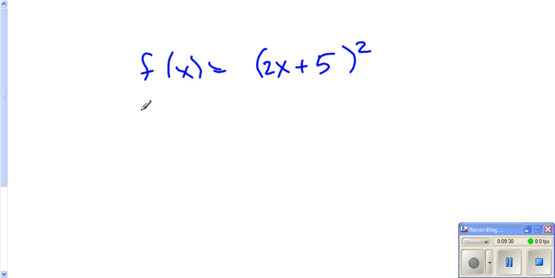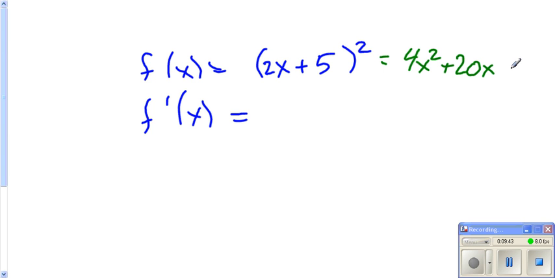Now, suppose you had f of x being equal to, say, an x plus 5, and I'll put a 2 here, all squared, and you wanted to go ahead and find your derivative of that. You'd first of all have to FOIL that out. Then you'd want to go ahead and take the derivative of the green.